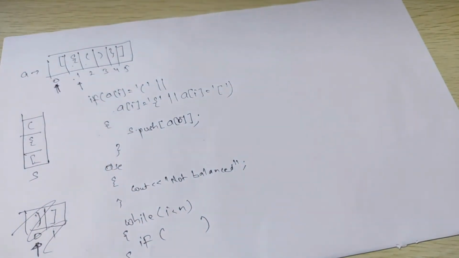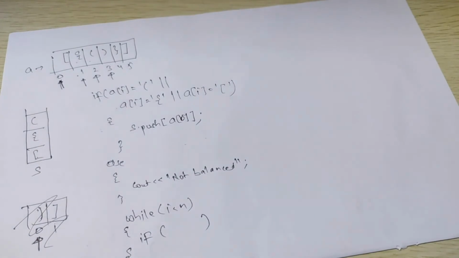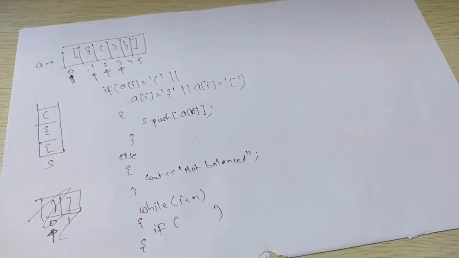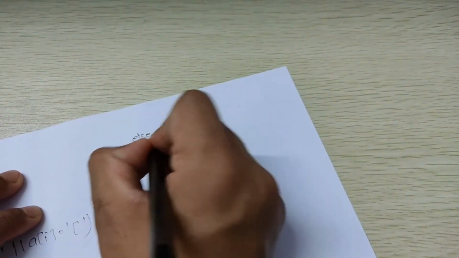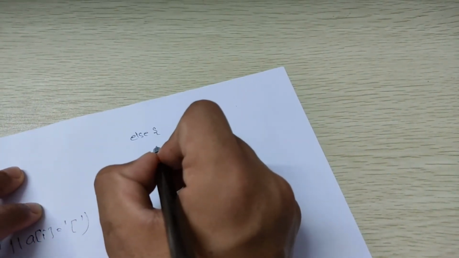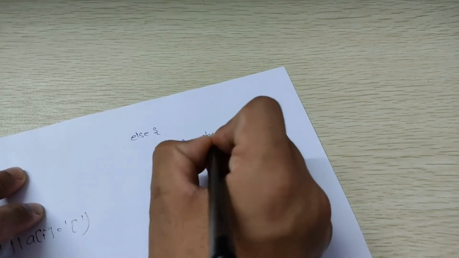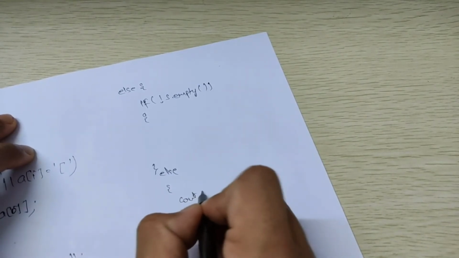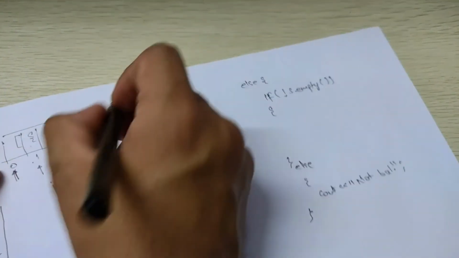Now once you push them, you found the closing parenthesis. This time you don't have to push. This time you have to first check whether the stack is empty or not. So here I am writing the code, say else. So first you have to check whether the stack is empty or not. So if the stack is not empty, then you will proceed. If the stack is empty, then you have to say it's not balanced. Okay, how? Let's see.